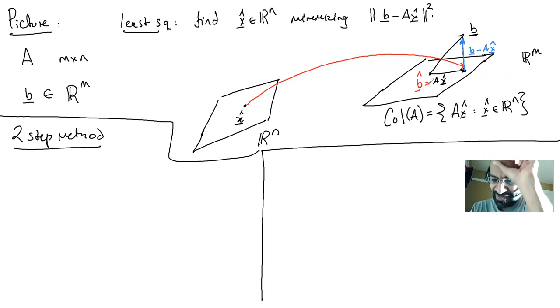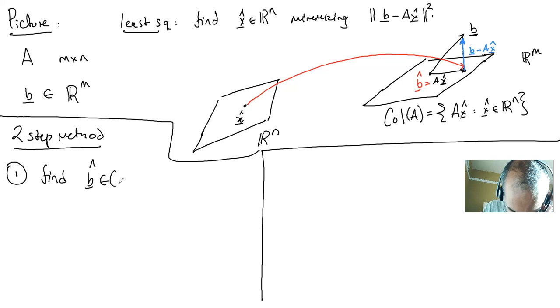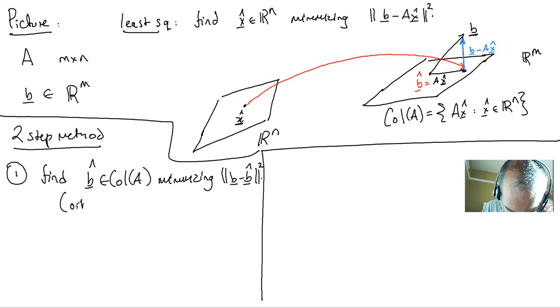Can anybody tell me what b̂ is in terms of concepts we've already studied in the course? It would just be the orthogonal projection of b onto the column space of A. Exactly, yeah. So just find b̂ in the column space of A, minimizing ||b - b̂||². This would just be an orthogonal projection, the projection of b onto the column space of A.